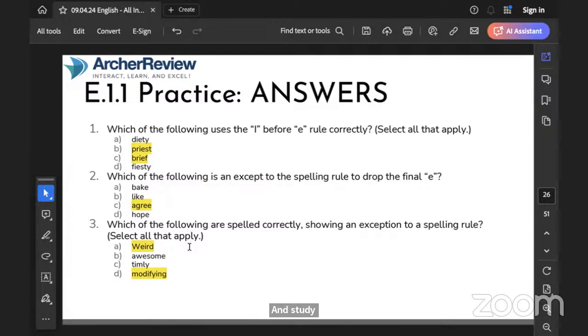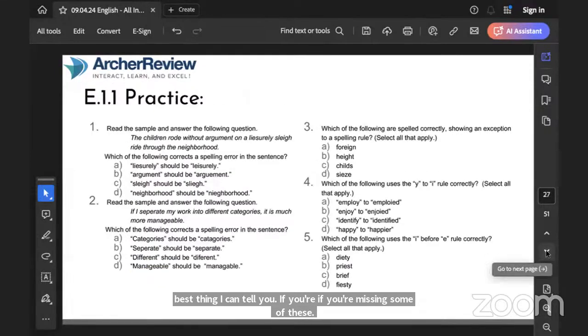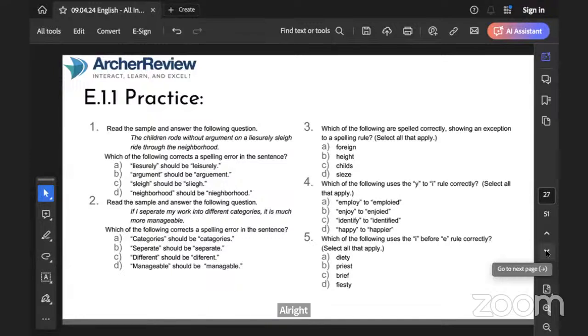That's the best thing I can tell you if you're missing some of these. All right, so here's our practice really quickly. And there are 5 of these. So I'm going to set 3.5 minutes on my timer. We are going to try to test ourselves.